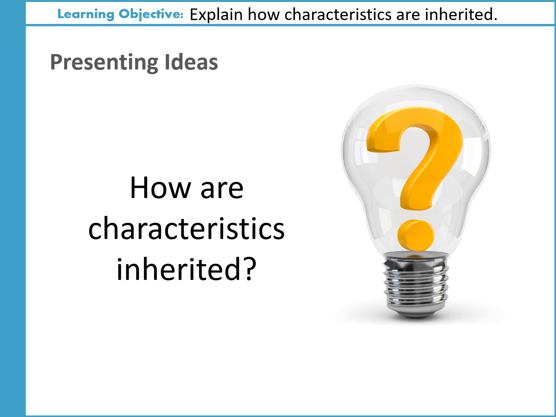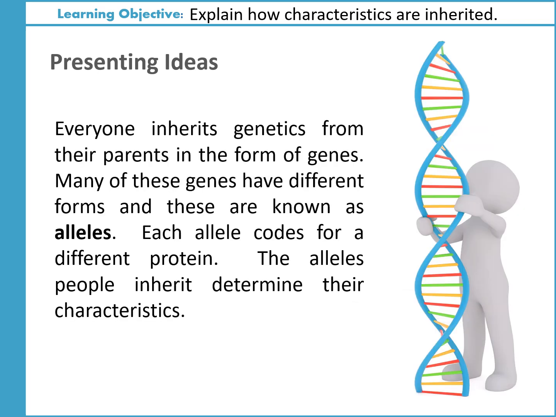Okay, so how are characteristics inherited? Everyone inherits their genetics or their genes from their parents. Many of those genes have got different forms, so different types of a gene are called an allele. Every allele is going to code for a different protein, and those alleles determine which characteristic you have. So for instance, if we're talking about the gene for eye colour, there is more than one allele that will determine the colour of your eyes, which is why your siblings, your brothers and your sisters, may not have the same eye colour as you or as your parents.